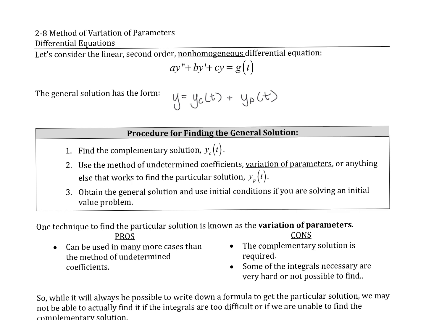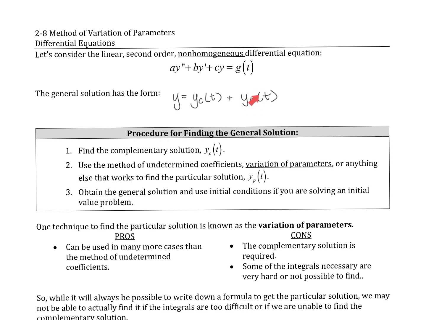So we're going to start the same way. First thing, we're going to look for a complementary solution. That's where we list our characteristic equation. We find those roots, whether they be real distinct roots or repeated roots or complex roots, and we write our complementary solution. Then what we're going to do is use another method to find a particular solution.